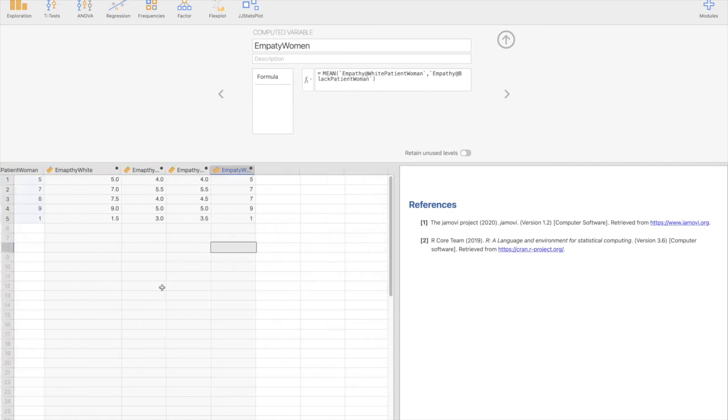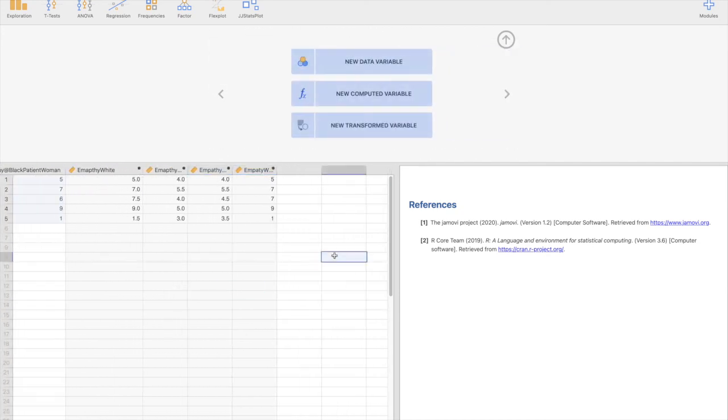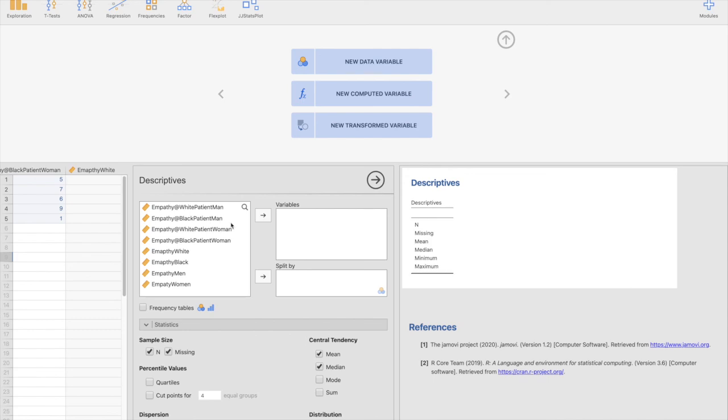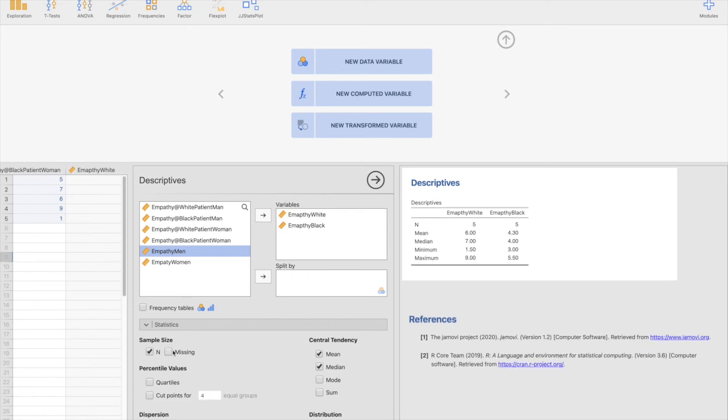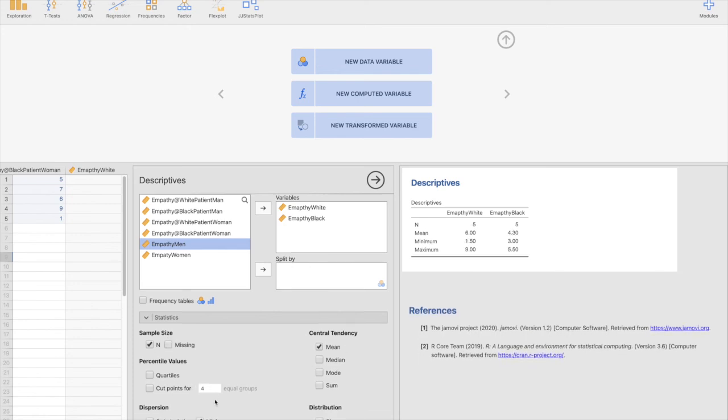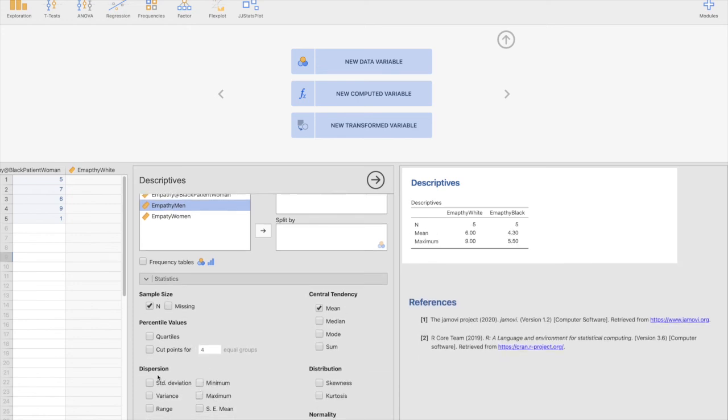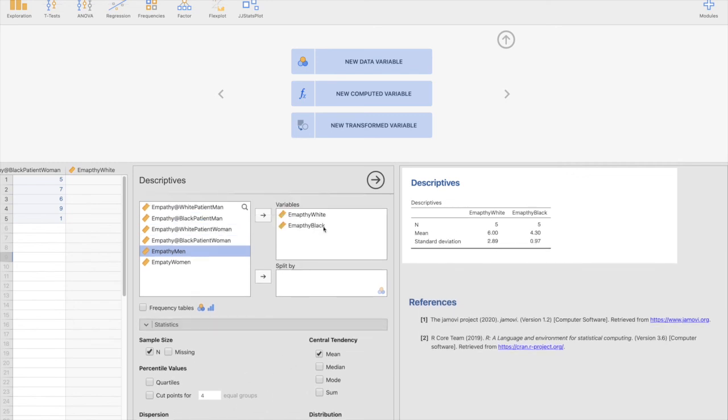Okay. So now I'm going to get my descriptive statistics. First, I'm going to get the descriptives for the main effect of race. So I put in my means. I don't split the data file at all. I put in my two means, my empathy white, my empathy black. Those are my scores averaged across the genders, to see what I'm getting.